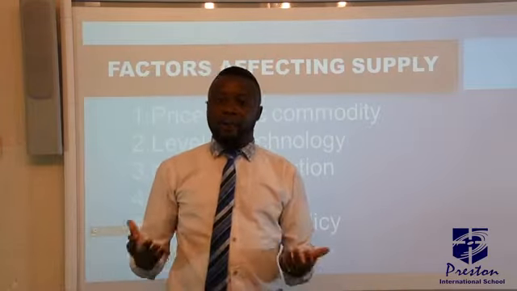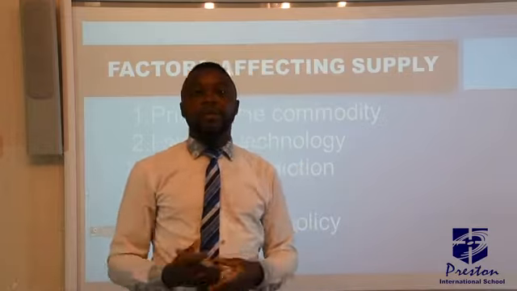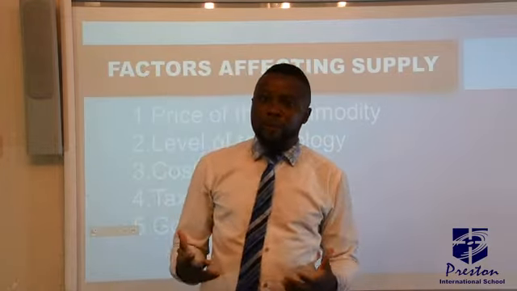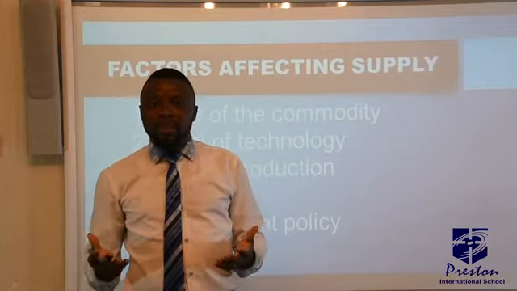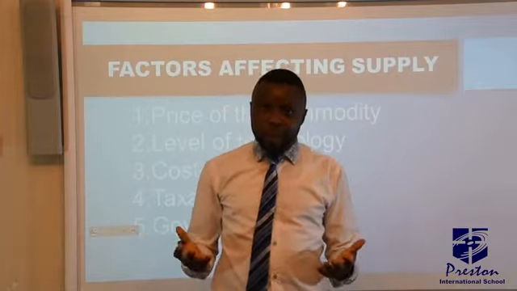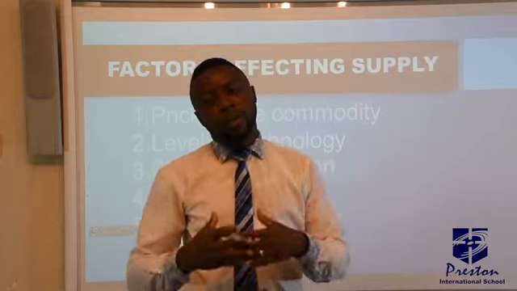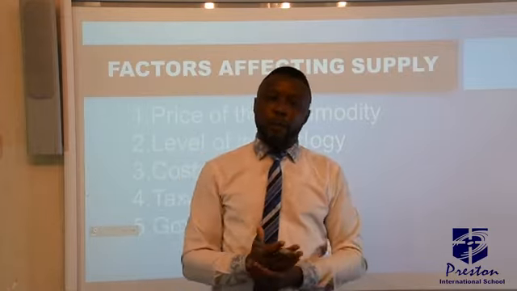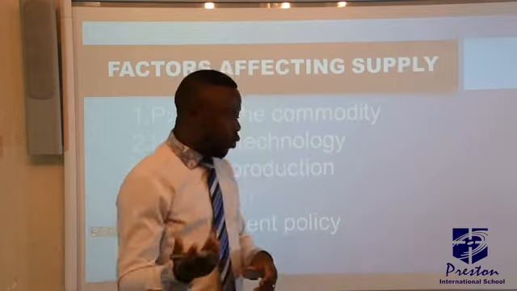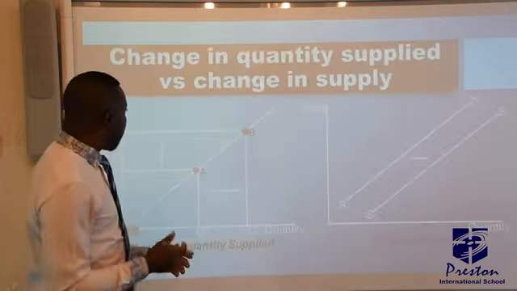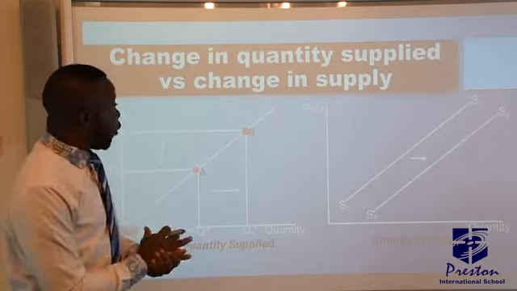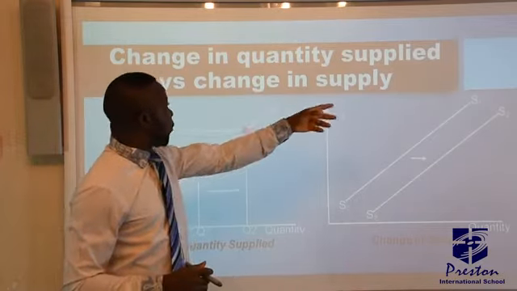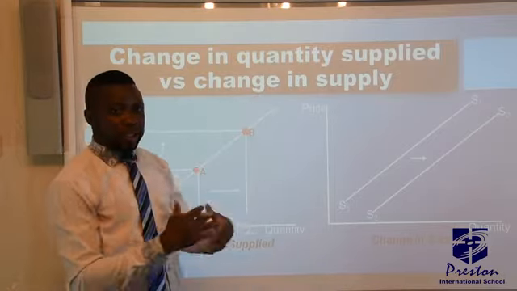And lastly, on this note, government policies. Government policies can affect the quantity of a commodity that is supplied. For example, if government regulate or ban the consumption of a commodity, such commodity cannot be supplied. And if the policy of the government favors the supply of a commodity, the producer will supply more of the commodity. And lastly, for today's class, we'll talk about the difference between change in quantity supplied and change in supply.